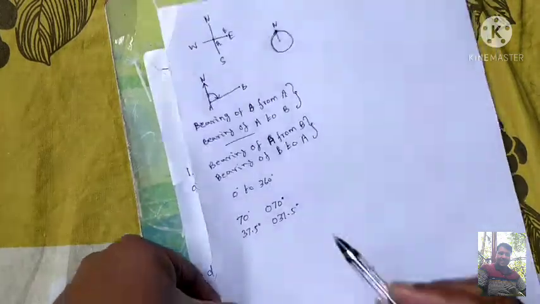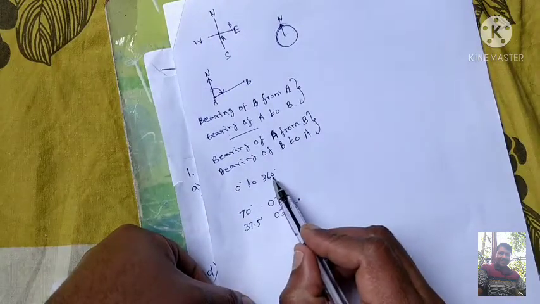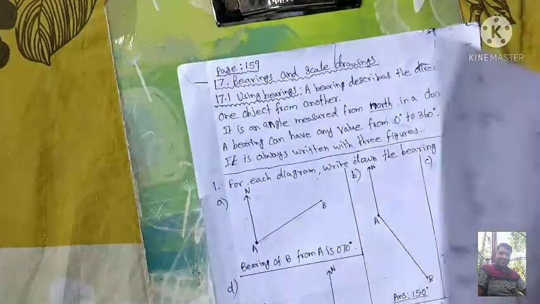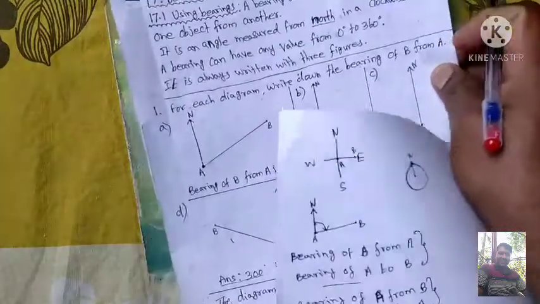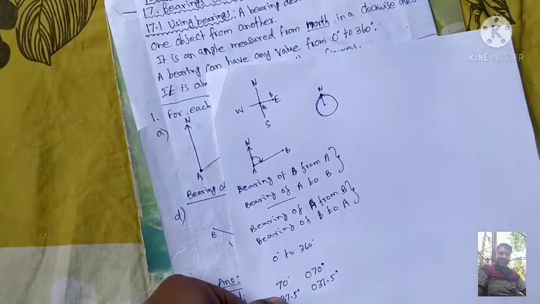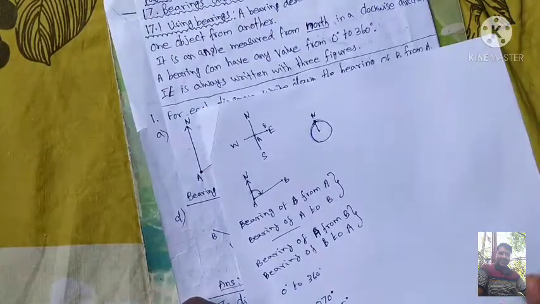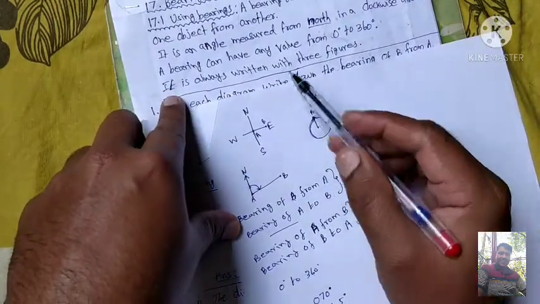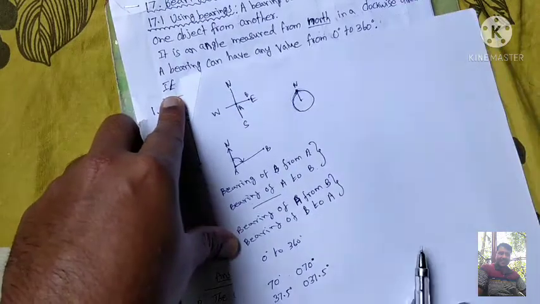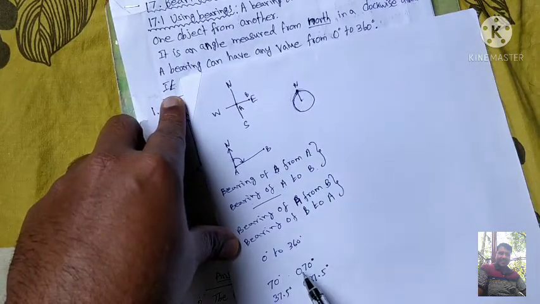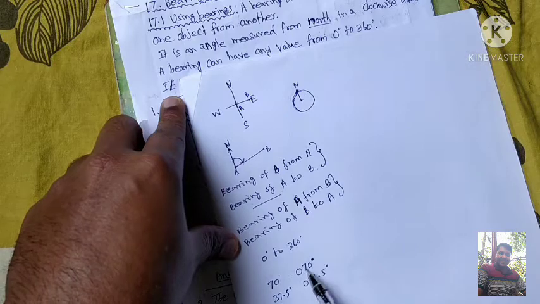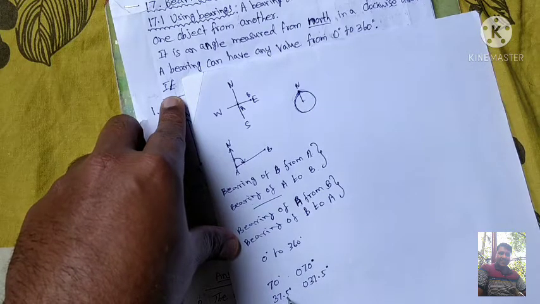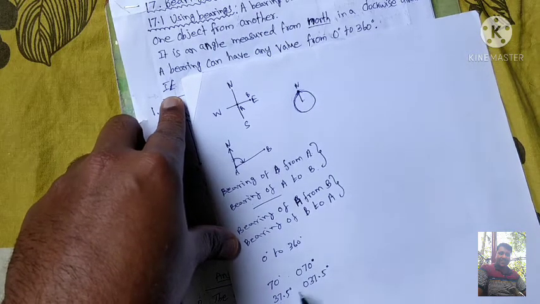The third point, 0 to 360 degrees. So the bearing is always a value from 0 to 360. The minimum value is 0 degrees, the maximum value is 360 degrees. Okay. The next point, it is always written with 3 figures. So if it is 70 degrees, you have to write 070 degrees, a 3-digit number. So 37.5 is a decimal number. So the whole number must be 3 digits.